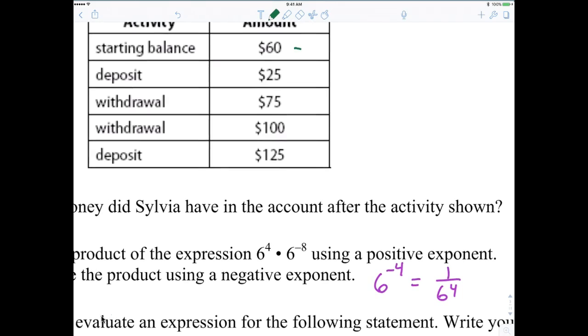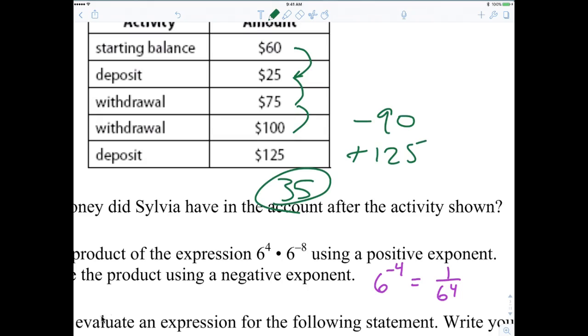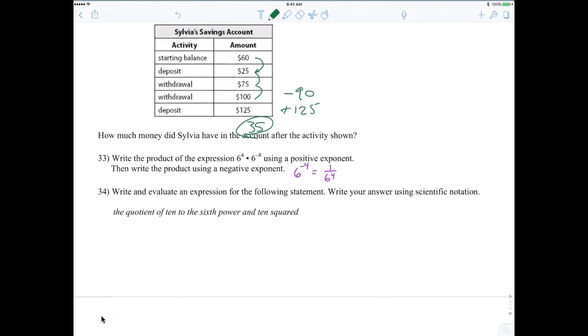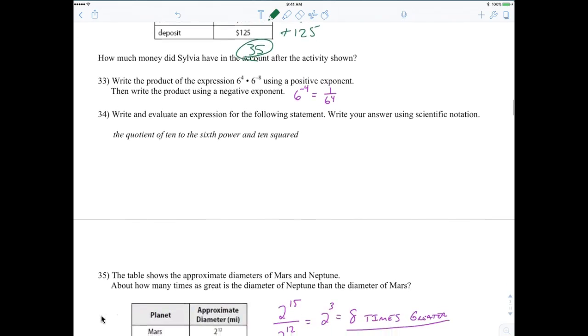So you have 60, you deposit 25, that makes what? 85. Then you pull out 75, you have what? Uh-oh. And then you withdraw 100, that means your account is what? In the negative. Negative 90. And then you're adding what? 125. So how much is in your account? 35. Yes, $35 in your account. Everybody okay with that? Very good? All right, anybody have any questions with that?